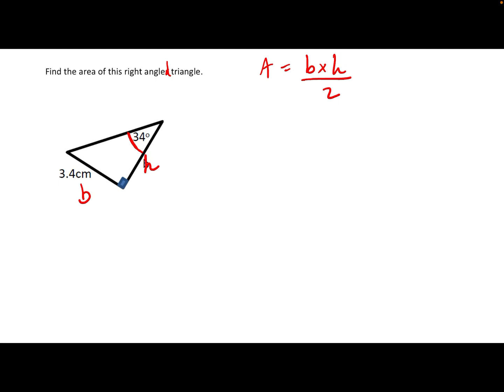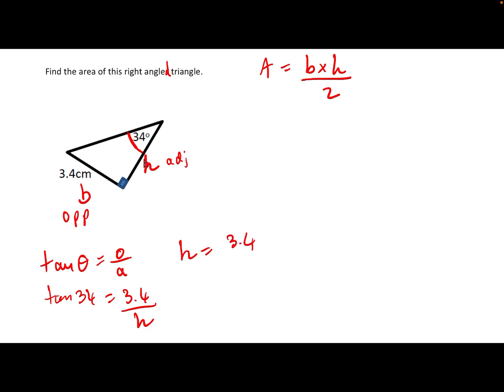So this is going to be my opposite. This is going to be my adjacent. So I know that it is a tan. So tan of my angle is equal to my opposite over my adjacent. Tan of 34 is equal to my opposite 3.4 over the height of the triangle. So the height is equal to 3.4 divided by tan 34. Same as the previous video, I think. 3.4 divided by tan 34 equals 5.04.